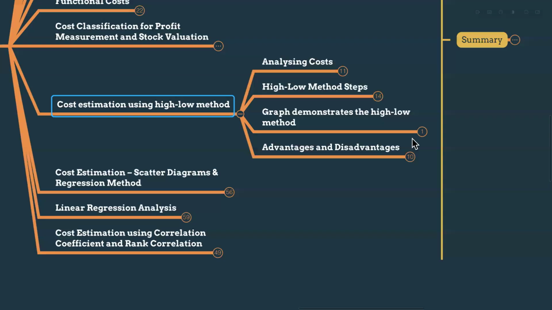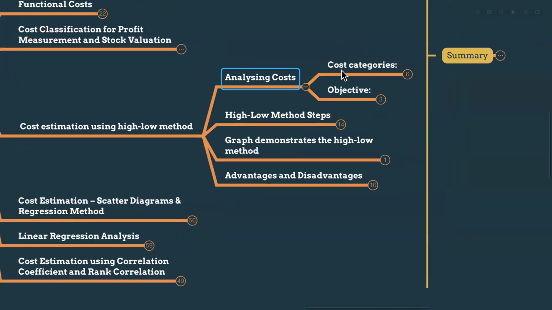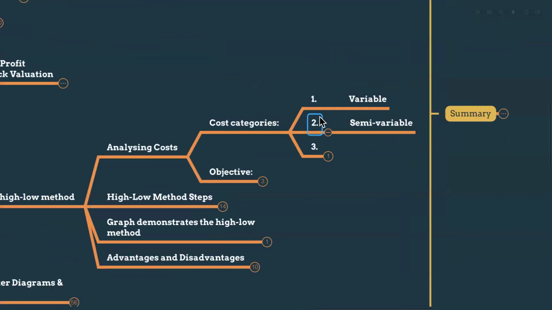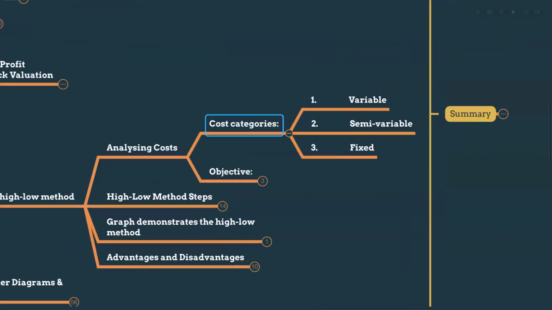We have to analyze the cost. We have analyzed costs like period cost, avoidable cost, unavoidable cost, relevant cost, irrelevant cost, and fixed cost, semi-fixed cost, variable cost. Those are some kinds of analyzing the cost types. So the cost categories we have identified so far are variable cost, semi-variable cost and fixed cost.